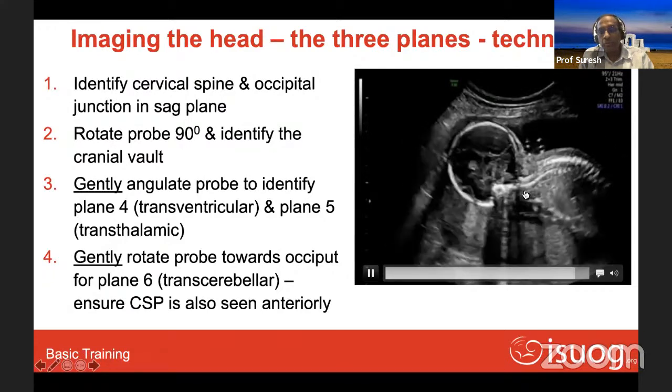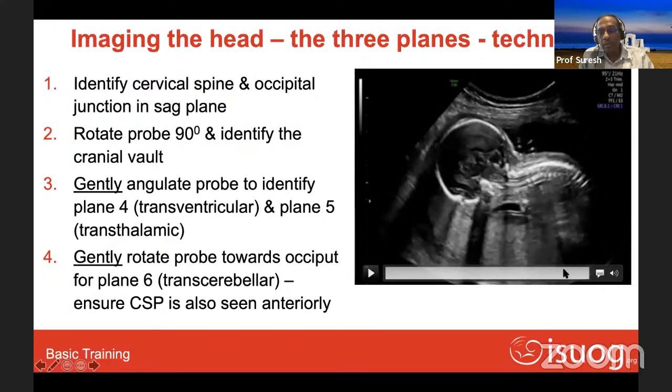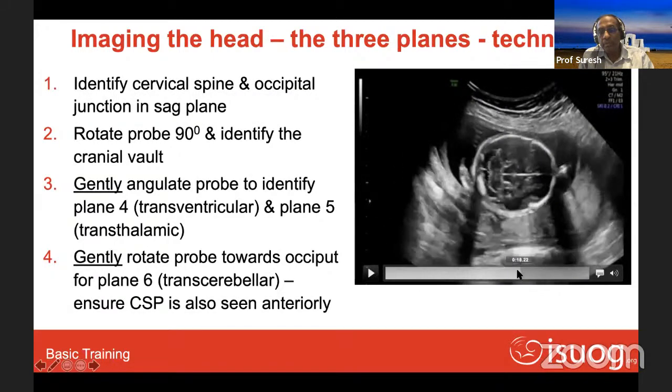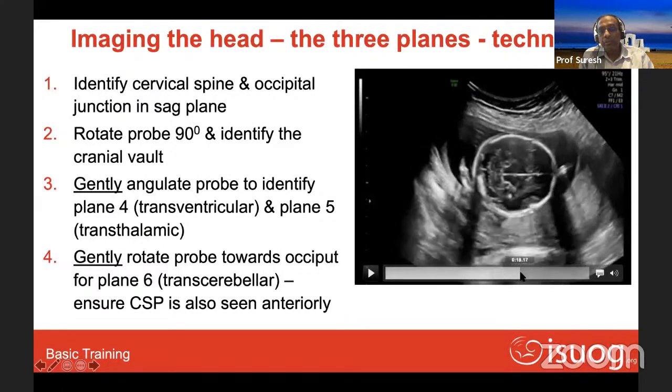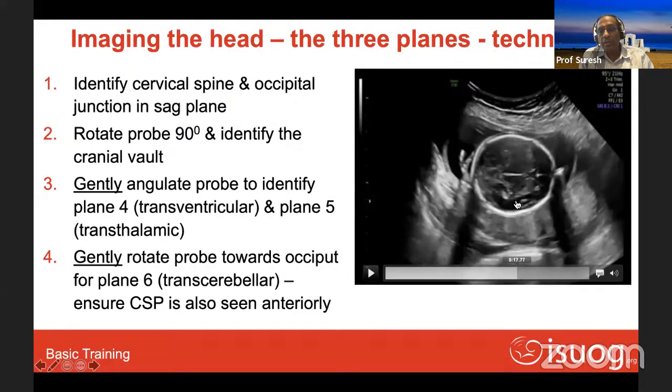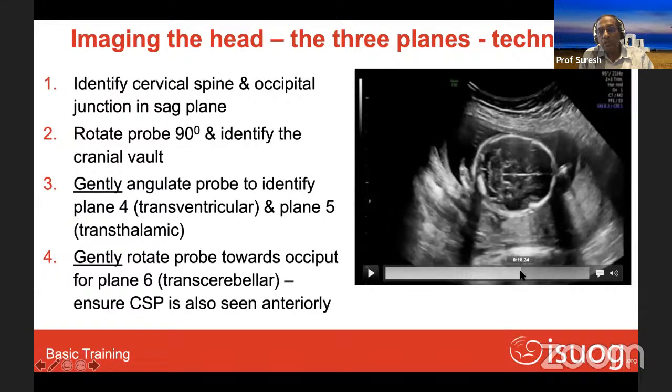And then you go to the transventricular plane. That's your transventricular plane here with the lateral ventricle, the cavum septum pellucidum, and the Sylvian fissure. Then you move down a little bit to see the transthalamic plane. And then you gently tilt down to see the transcerebellar plane.